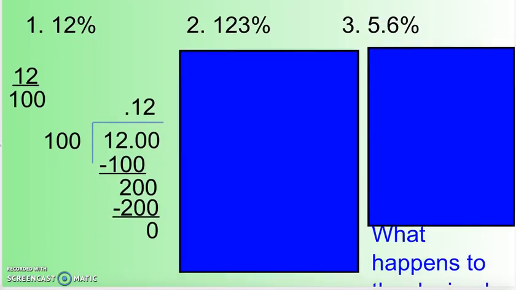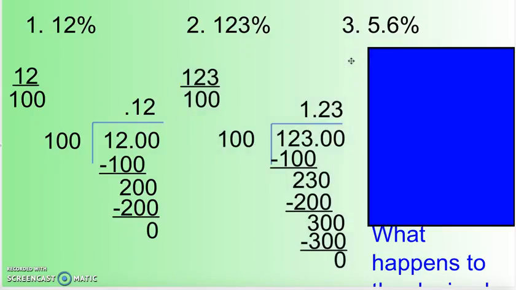123%, or 123% is the same as 123 over 100. What that's saying is we are filling out one whole box of 100, one entire hundreds grid, plus 23 more squares of another one. And so when we divide this, look what happens. We get 1.23 because this one whole represents one whole hundreds grid, and then 0.23 represents 23 extra squares shaded on another one. How about 5.6%?